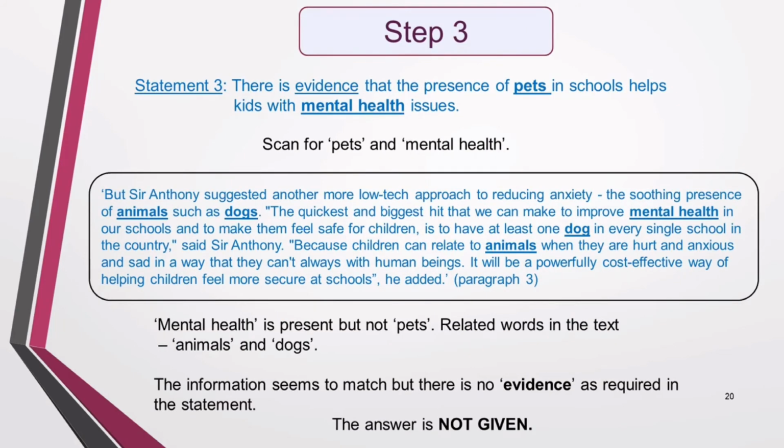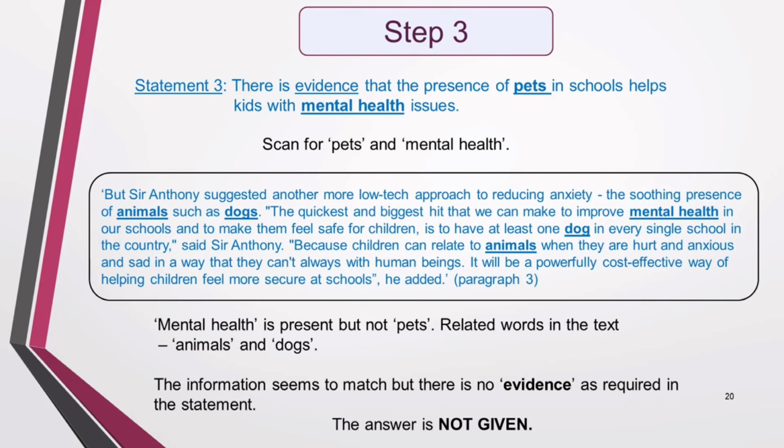I now read statement 3 again, to make sure I understand it. Then choose my keywords. In this case, pets and mental health. I then scan for these. I easily find mental health, but there's no mention of pets in this part of the text. I do, however, spot the words animals and dog, which might have been used to paraphrase pets.